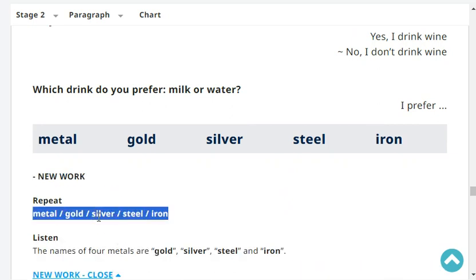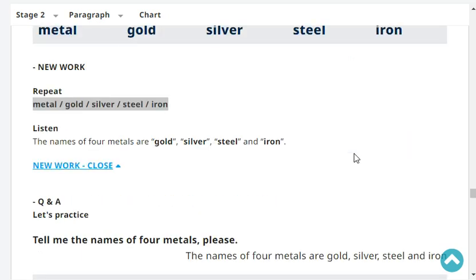Next, repeat: metal, gold, silver, steel, iron. Very good. Okay, listen. Iron, you pronounce it with a Y. Iron. Very good.